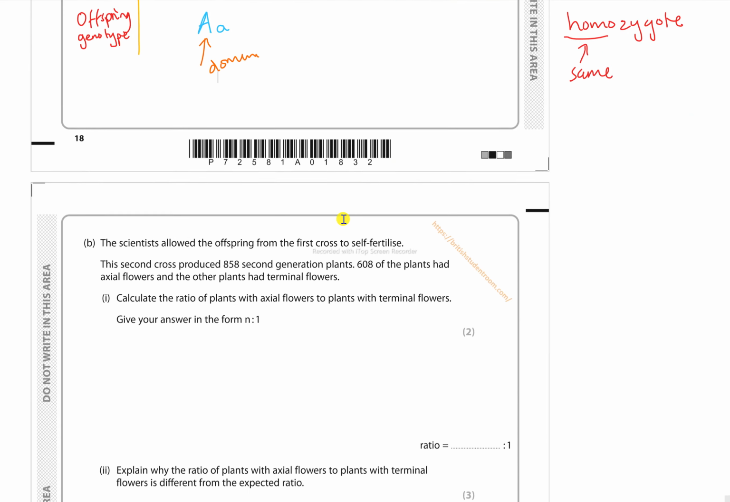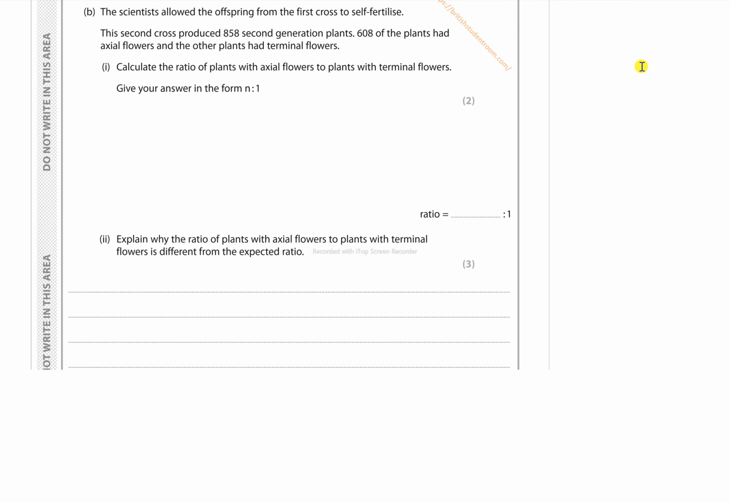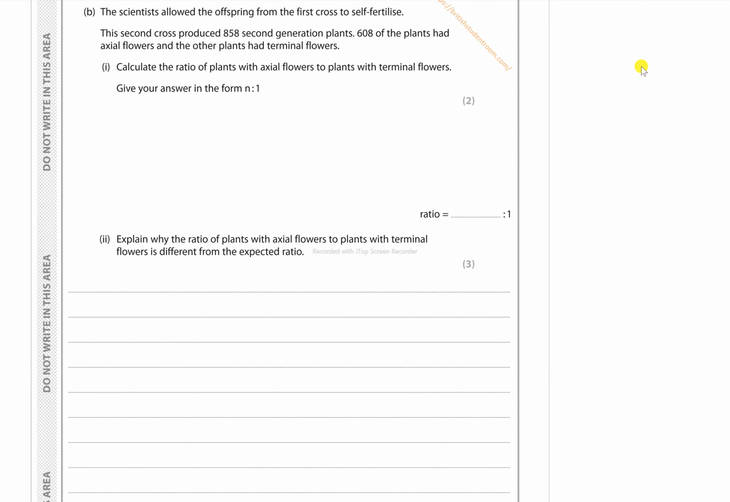Right. Now scientists allowed the offspring from the first cross to self-fertilize. So for example, there's a plant. What you do is you take the pollen from this flower and put it onto that flower, and you take the pollen from there with the brush. And you don't allow any mixing, so you could put a bag over them or put them in a separate little mini container or glass house.